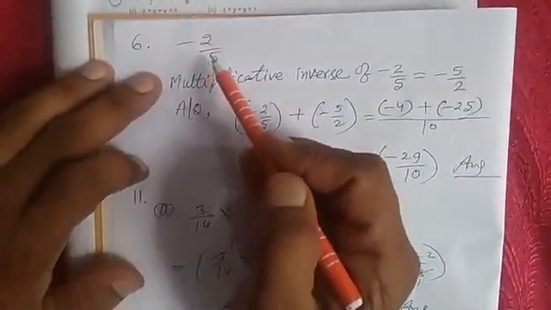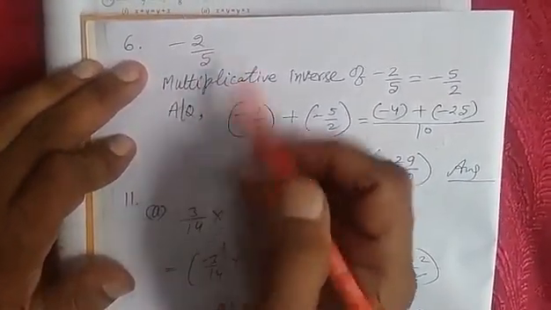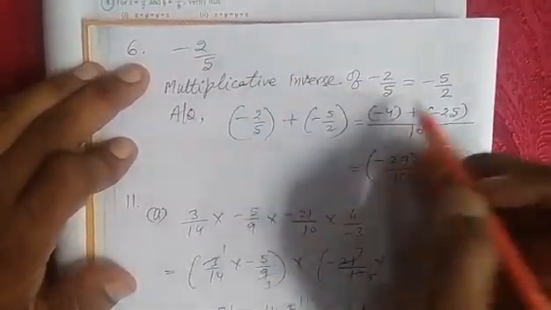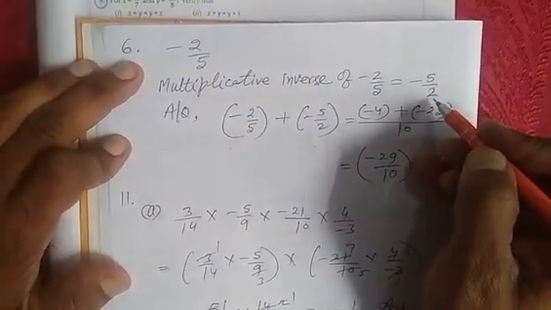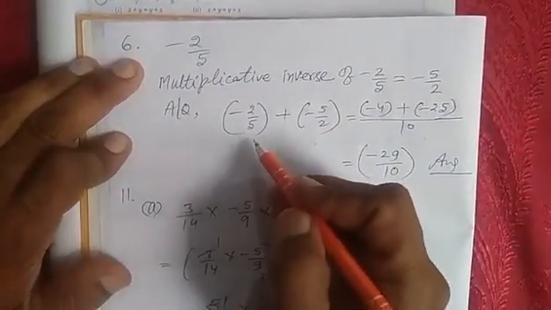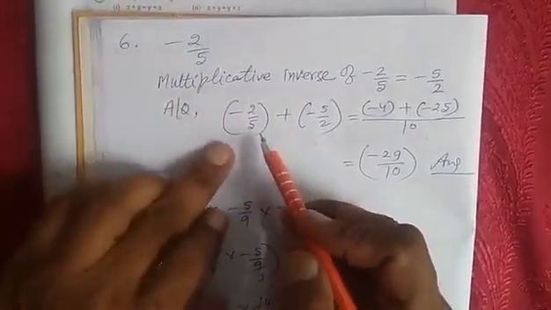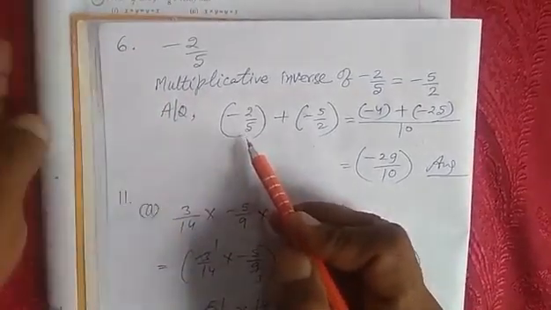Here the given rational number is minus 2 upon 5. The multiplicative inverse of minus 2 upon 5 is equal to minus 5 by 2. According to the question, we have to add the multiplicative inverse and the given rational number.